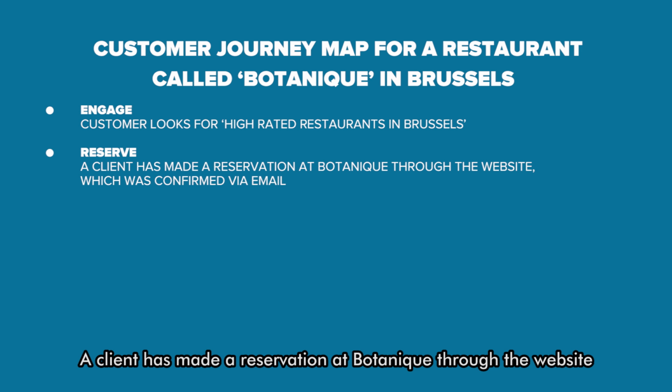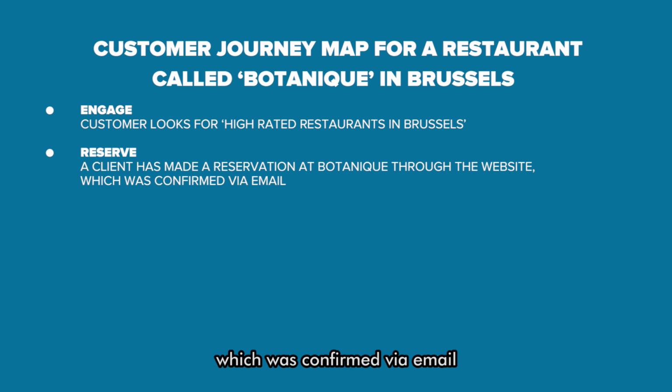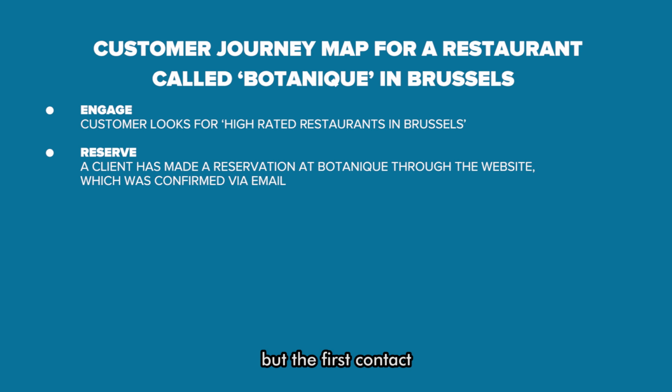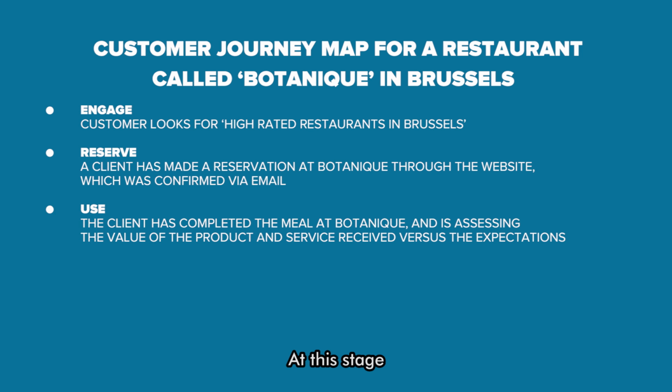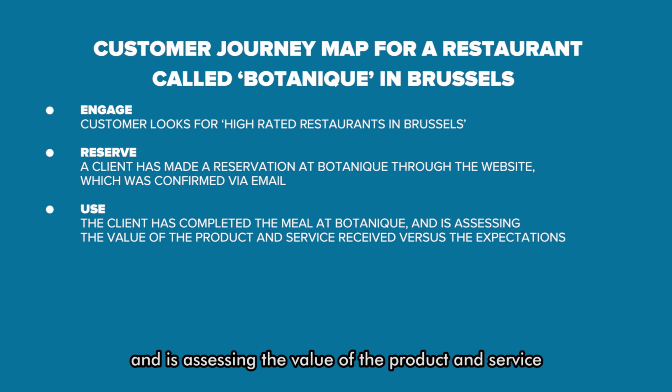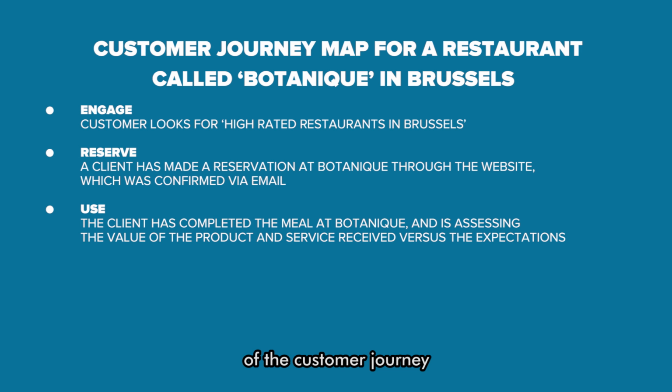Reserve. A client has made a reservation at Botanique through the website, which was confirmed via email. Effectively, there's no purchase being made at this stage, but the first contact between the brand and the client has been established. Use. At this stage, the client has completed the meal at Botanique and is assessing the value of the product and service received versus the expectations created in the first stage of the customer journey.